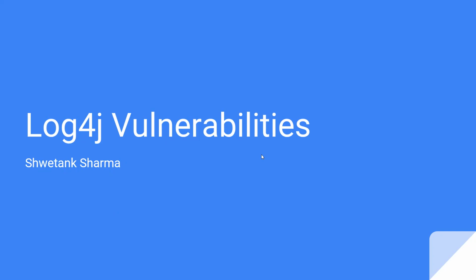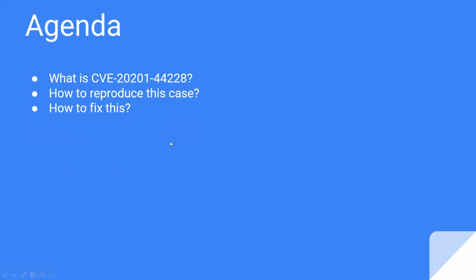So the basic agenda around this is: here we are going to discuss what this vulnerability is, and second, how we can reproduce it and how we can do the attack over any running application, and the last thing is how we are going to fix this. So the first and second parts I'm going to show you in parallel. So I'm just moving to how we can reproduce this case.